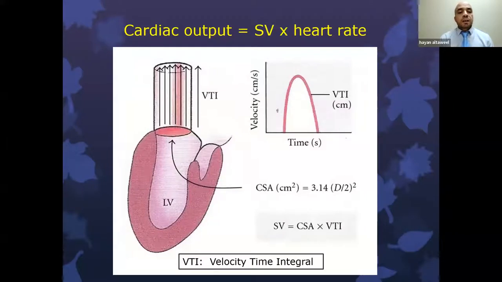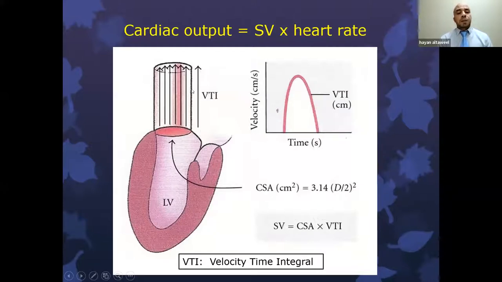Simply, we know that cardiac output is equal to stroke volume multiplied by the heart rate. Heart rate, we can easily get from the monitor or from the patient, but we are left with the stroke volume. How can we benefit from bedside ultrasound and echo to estimate the stroke volume? You know that stroke volume is the amount of blood ejected by the left ventricle with each contraction. So when the left ventricle contracts, it will push an amount of blood, which is the stroke volume.